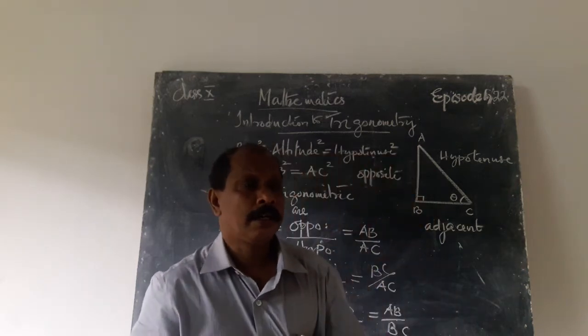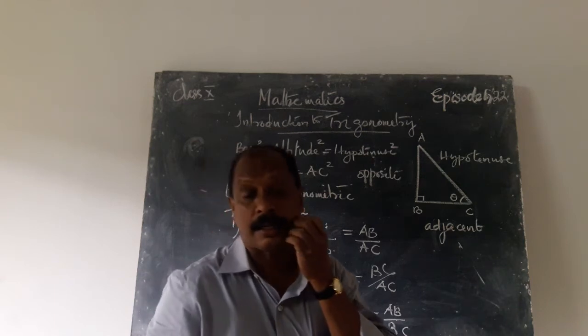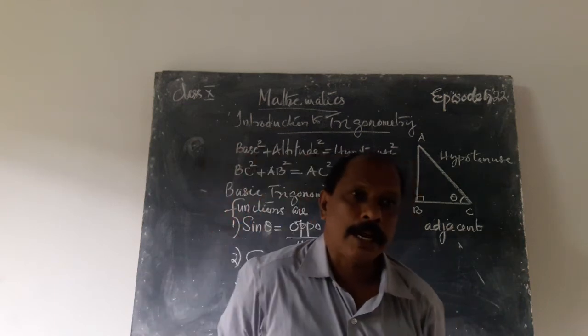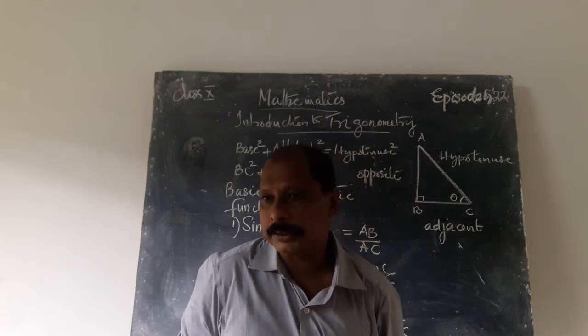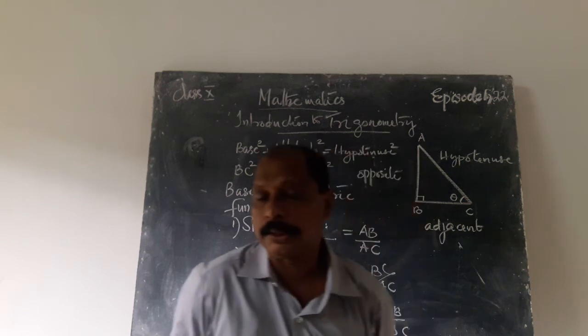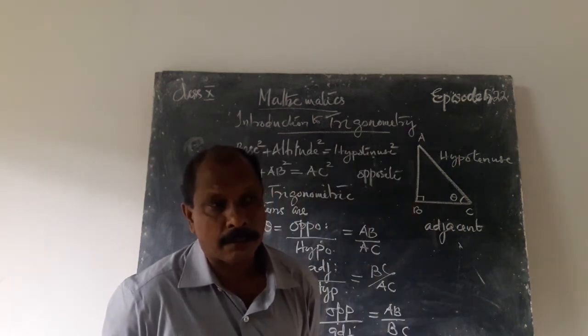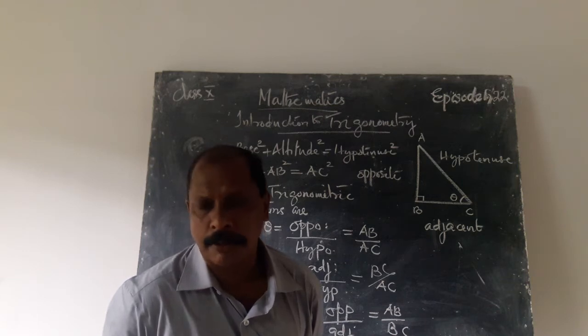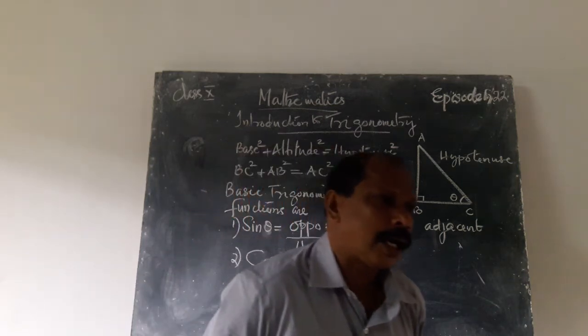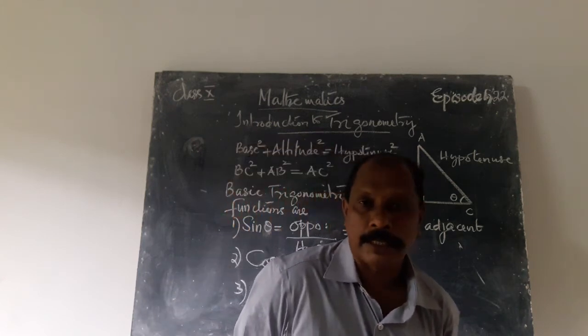Therefore, from the figure, the angle at C is theta for the right angled triangle ABC, right angle at B. AB is opposite, BC is adjacent, and AC is the hypotenuse. Therefore, sin theta is equal to the opposite side by the hypotenuse, that is AB by AC from the figure. Cos theta is equal to the adjacent side by the hypotenuse, that is BC by AC.